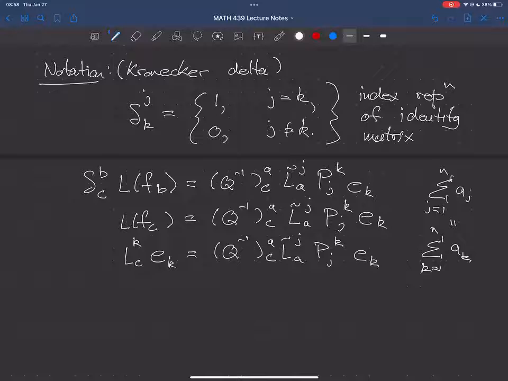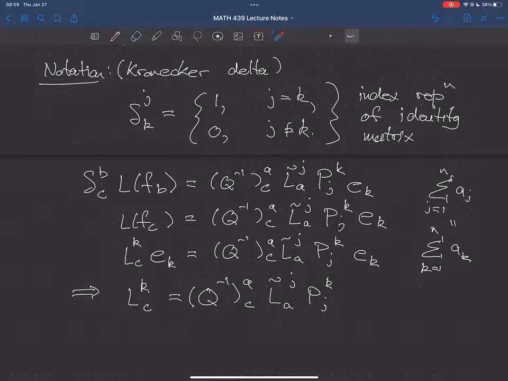But if you make the smart choice here, then you can combine the two equations, and what you get by linear independence of the e's is that L, K, C is equal to Q inverse A, C, L tilde, J, A, P, K, J at the end of the day, right? So that's the formula that we wanted, because it relates the untilted basis to the tilted basis, okay? And then you see that the change of basis matrices show up here.